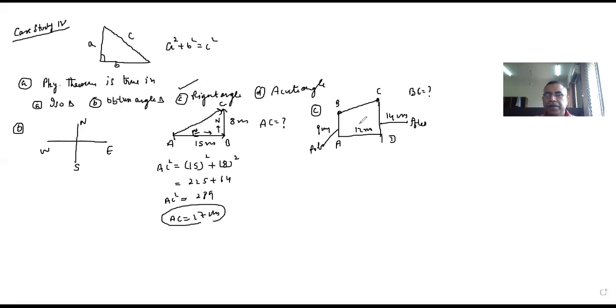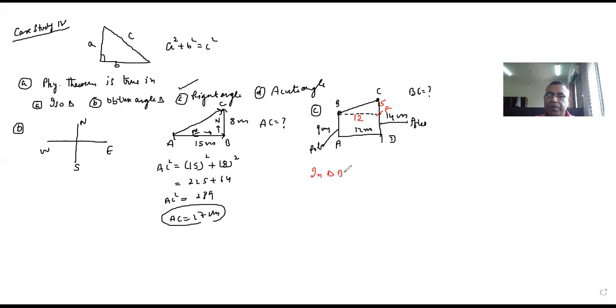Let's see. Now see, AB is 9 and CD is 14. So if I draw a line here like this, this is 9 and this is 14. So CE is 14 minus 9, that is 5. Now this is 12, so this ground will also be 12. I want to find out BC.